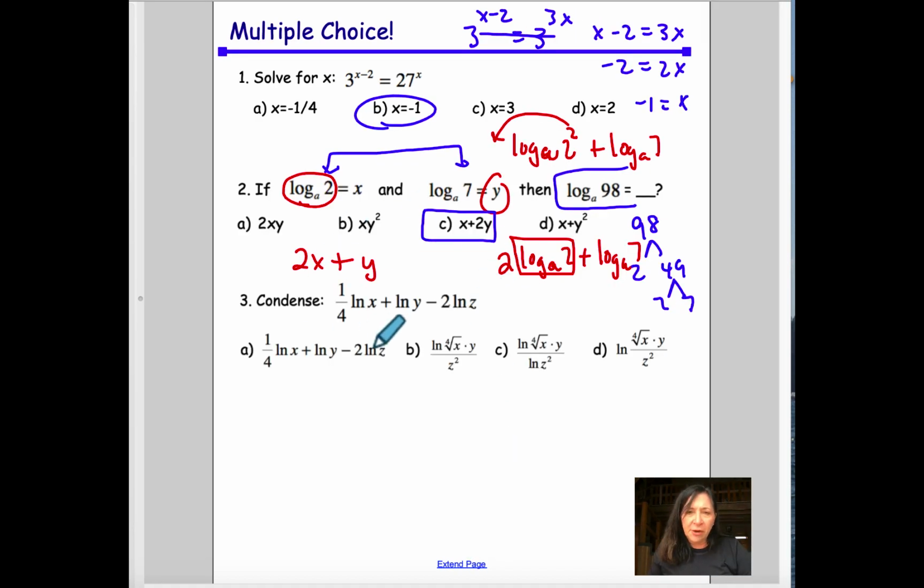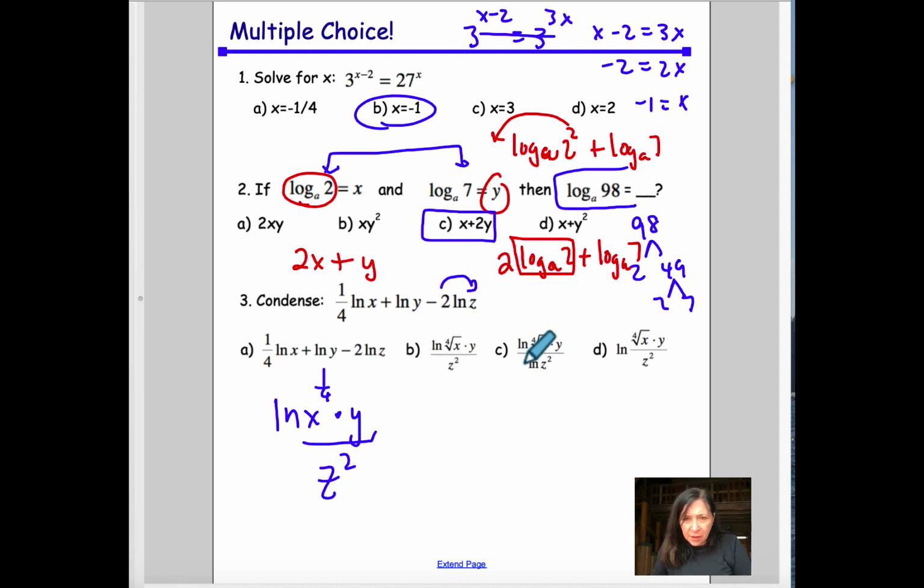And this problem here, ln, natural log goes the same way as your logarithms. So this is actually saying ln of x to the 1/4 power. Add means times. So that'll be times y. Minus means divide. So now I'm dividing by this, with the power rule, z squared.